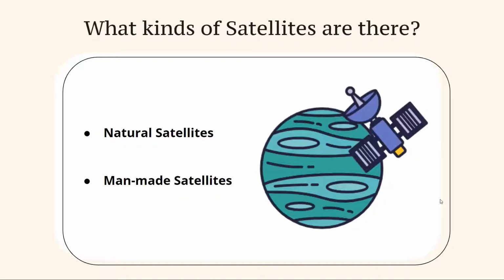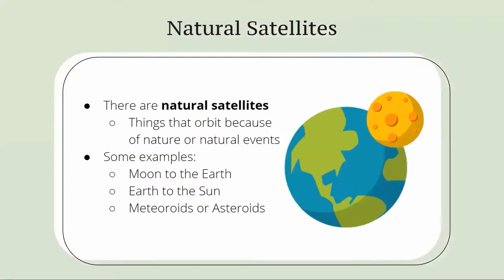There's two main types. The first one is natural satellites, and the second are man-made satellites. And we're going to be talking about both today. So remember these. First up is a natural satellite.